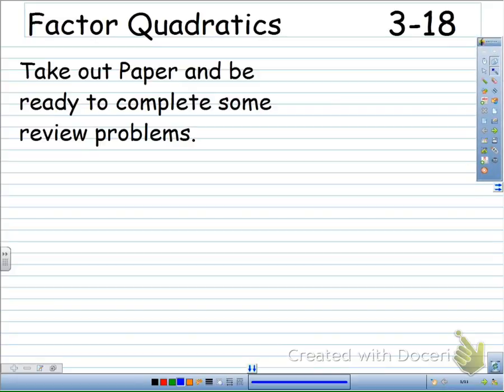We are going to do some review over factoring quadratics, and then at the end I'm going to be introducing the last part for factoring quadratics, with the exception of one special case that we're going to look at on Monday. So, Sub, please pause the video and give the students time to get out a piece of paper and get ready to do some review problems.